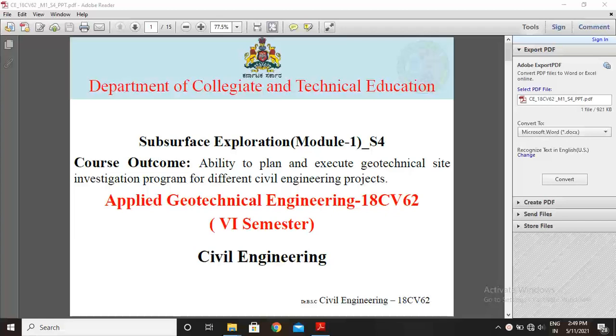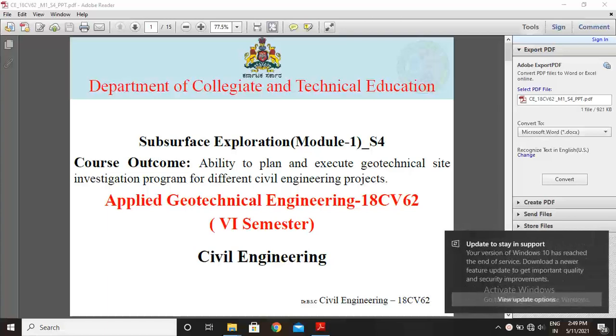Today I want to explain Module 1, Session 4 of Module 1. Title is Subsurface Exploration. Course outcome is given by ability to plan and execute geotechnical site investigation program for different civil engineering projects. Subject title is Applied Geotechnical Engineering and subject code is 18CV62 in 6th semester of Civil Engineering Department.